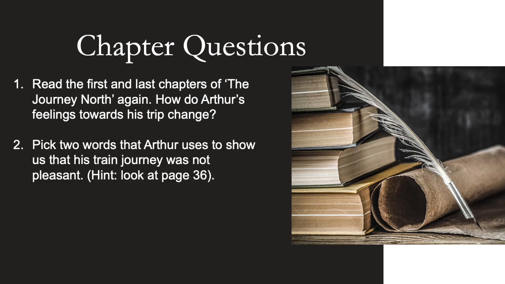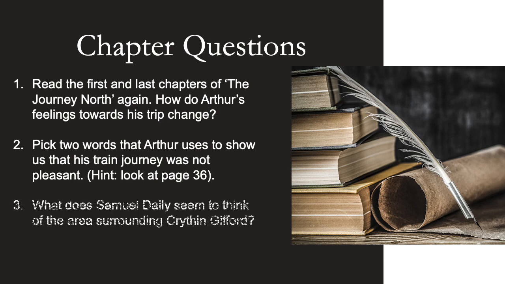Pick 2 words that Arthur uses to show that his train journey was not pleasant. So it says, hint, look at page 36. You might not have the exact same copy of the book as me, but if it's not on page 36, it'll be round about there. So pick 2 words that tell us he's not having a good time on the train. And last of all, what does Samuel Daly think of the area around about Crythin Grifford? Have a go at these questions.